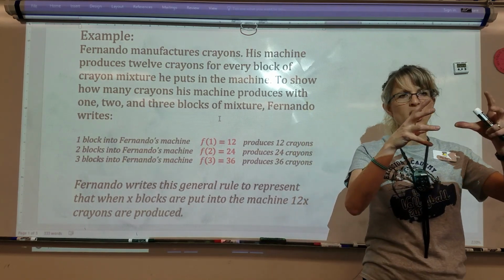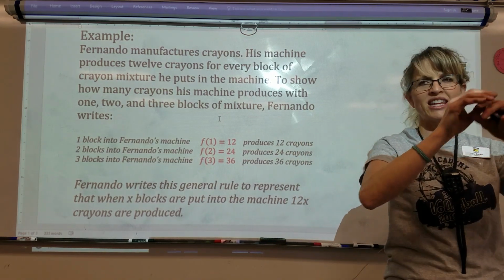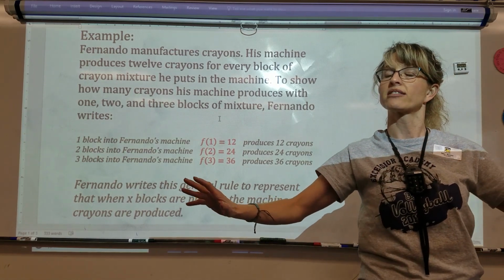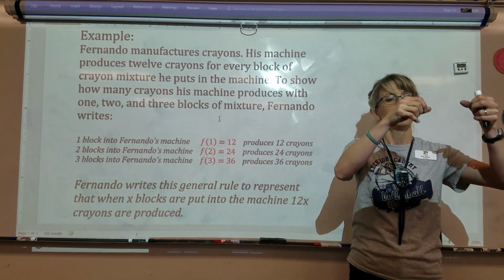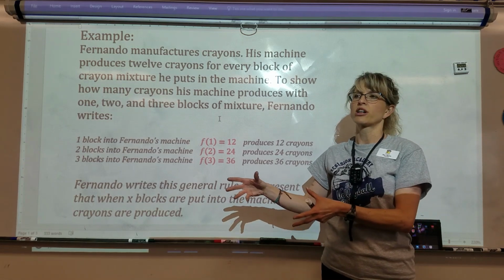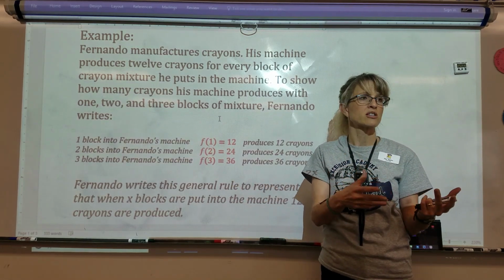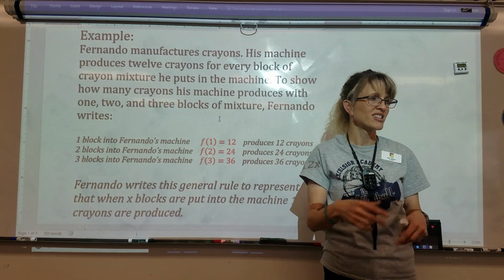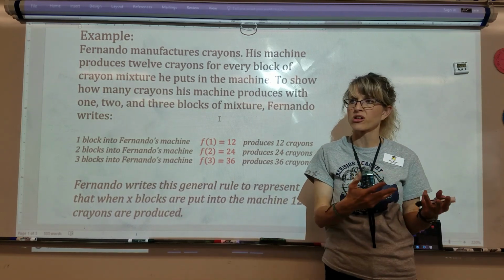He's got this blue block of wax, and he puts it into the machine, and then the machine outputs 12 blue crayons. And then he puts a red block in, and it puts out 12 red crayons. So the rule is 12 crayons for every block. So if he puts 2 blocks in, he's going to get 24 crayons. If he puts 3 blocks in, he gets 36.